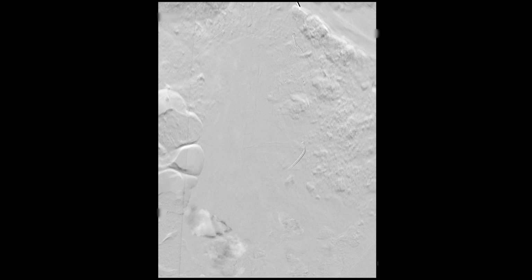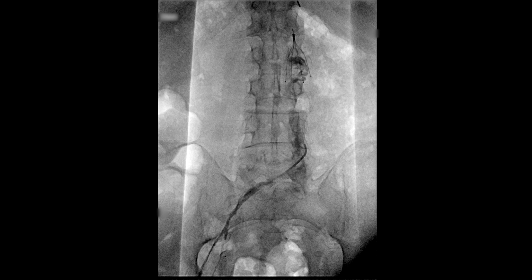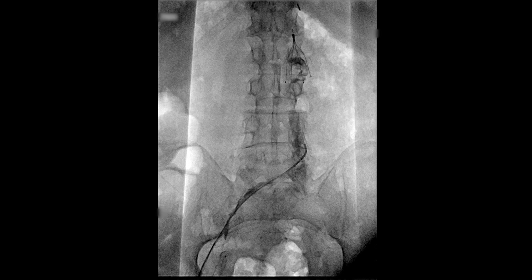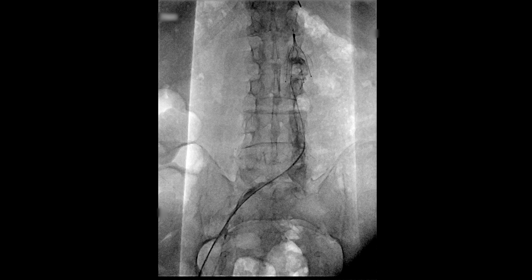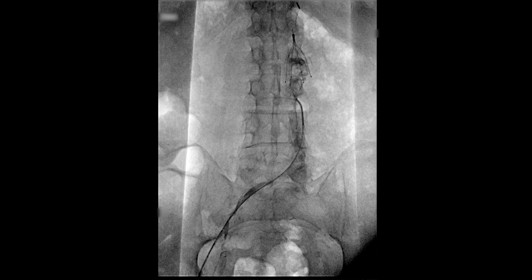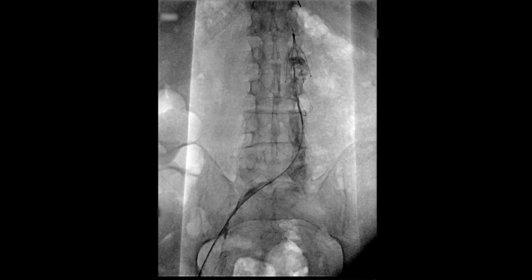After we obtain our cavogram, we then reinsert our wire, and this is then brought up to the IVC filter, traversing the thrombus that you see. This moves quite swiftly, and after the wire is able to get up to the IVC filter, our catheter is followed up to the filter.